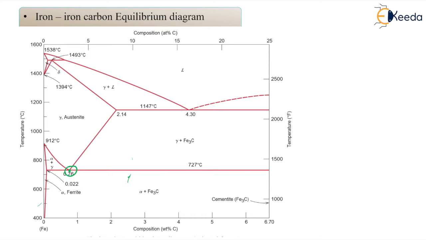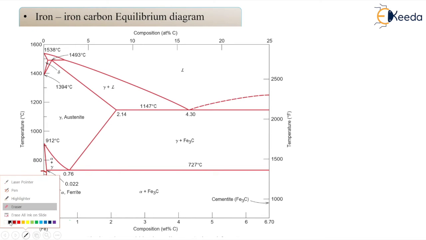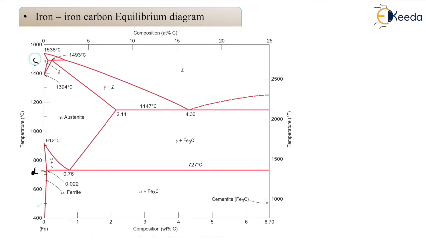Now dear students, if you look here, the first phase that we have is, sorry, this is the alpha ferrite, dear students. And at the higher temperatures we have the delta ferrite. So definitely the first phase we are having, dear student, is the ferrite.